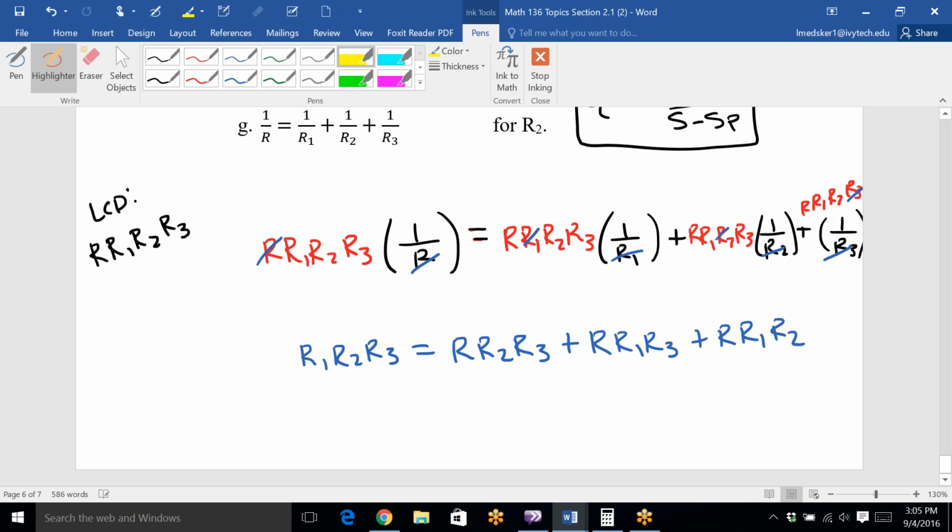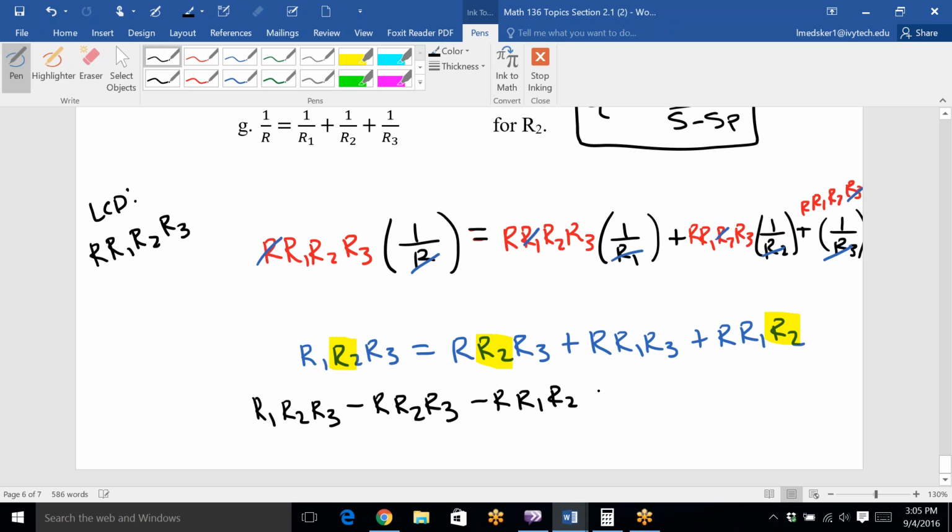We want to find any of them that have an R2 in it because that's what we're solving for. So those need to all be on the same side together, and this guy needs to be on the other side. So I'm going to leave this as R1, R2, R3. Subtract the ones that need to move over. You have to take the whole thing. So minus R, R1, R2. That would be equal to the one that did not have the R2, because now I'm going to pull the R2 out as a GCF. So that would leave me with an R1, R3 minus an RR3 minus an RR1 equals all of this.